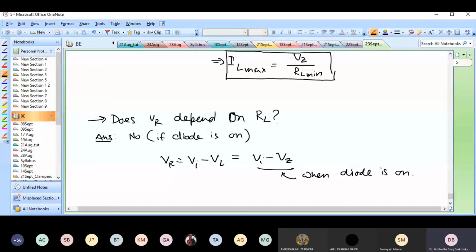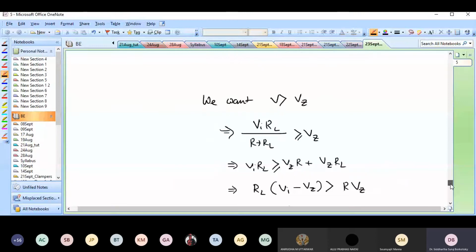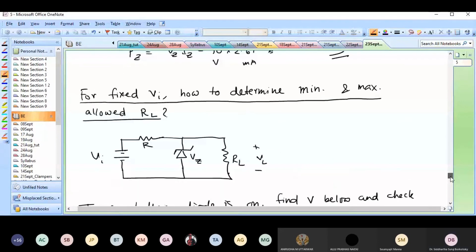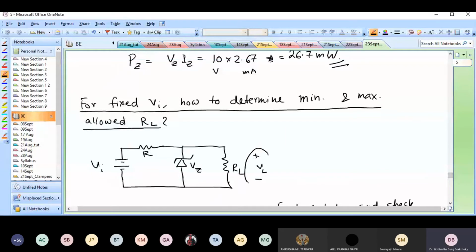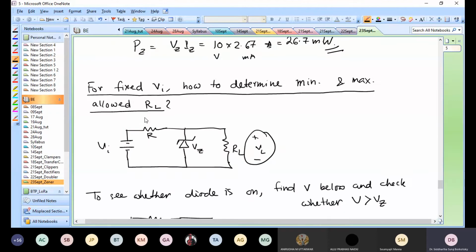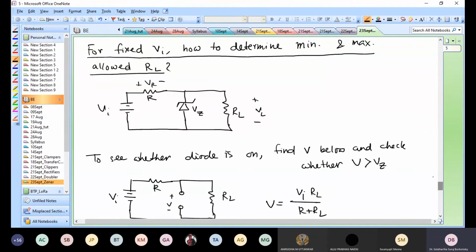Because the voltage across the load is fixed at Vz and the supply voltage is fixed at Vi, the voltage across the resistor should also be fixed. This is the general idea. So if you take a voltage regulator and put a voltmeter across this resistor, the voltage should not change as you change the load resistance. Okay, so this is the point.